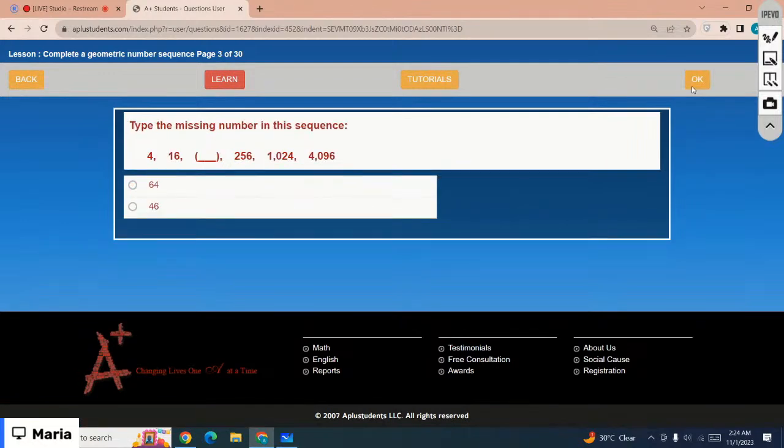Okay, type the missing number in the sequence 4, 16, the missing number, 256, 1024, and 4096, which is the correct option.